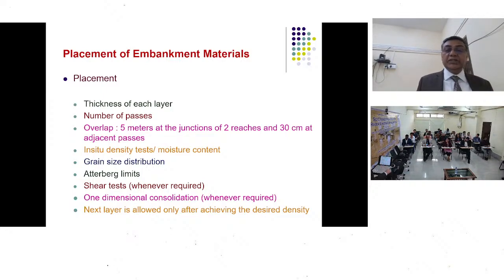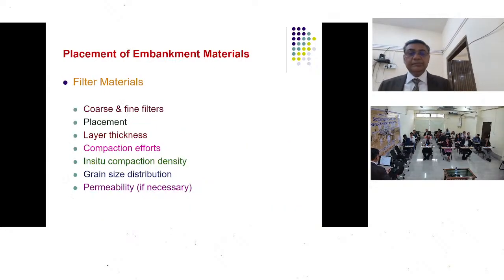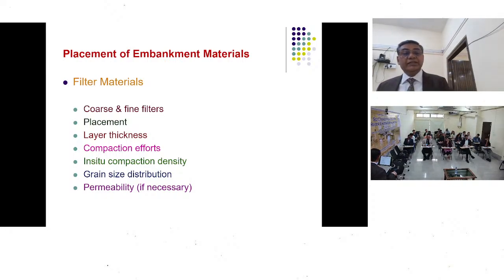In situ density, moisture content, grain size distribution, Atterberg limit, shear test when required, consolidation test when required, and the next layer is to be allowed only after achieving the desired density. That is to be the job of the quality control personnel. Filter material should be coarse and fine filters, then placements, layer thickness, again compaction efforts, in situ compaction density, grain size distribution, and permeability. All these tests have to be carried out.